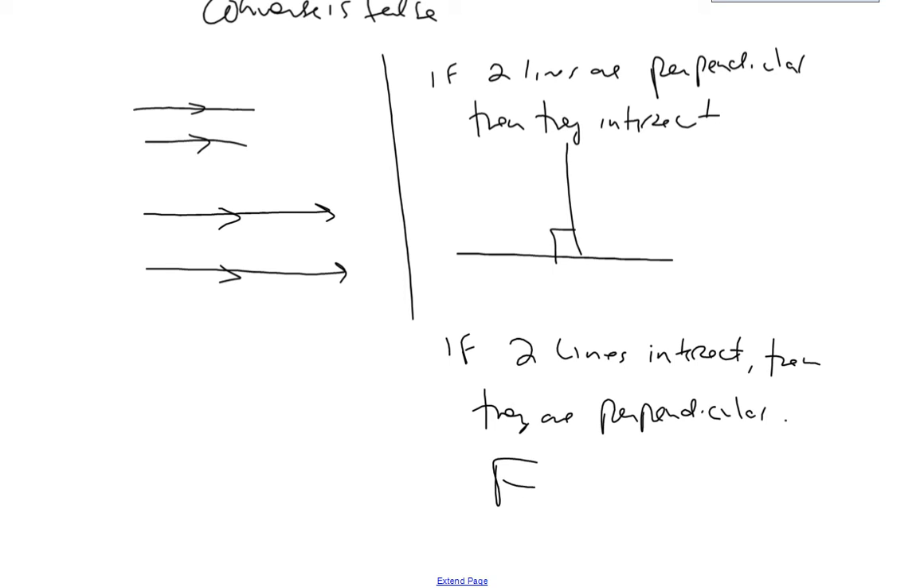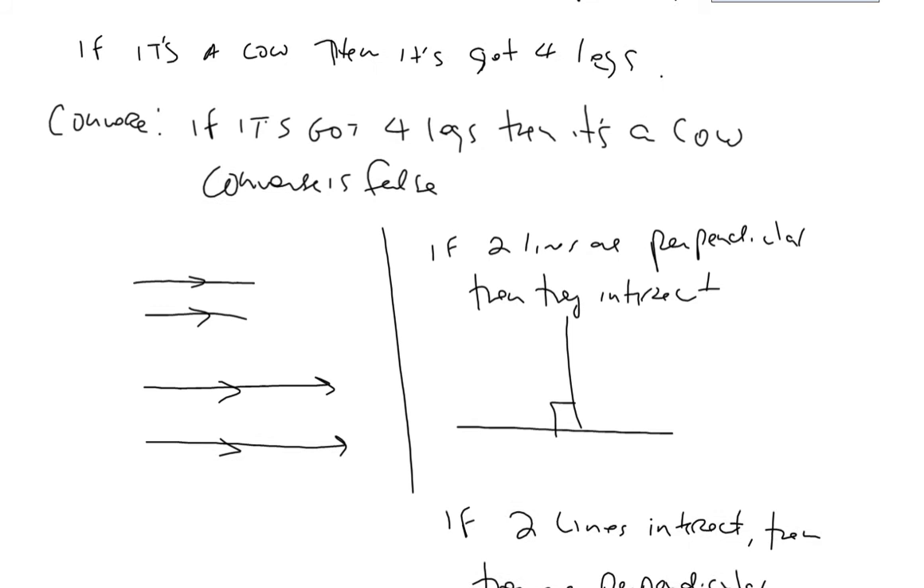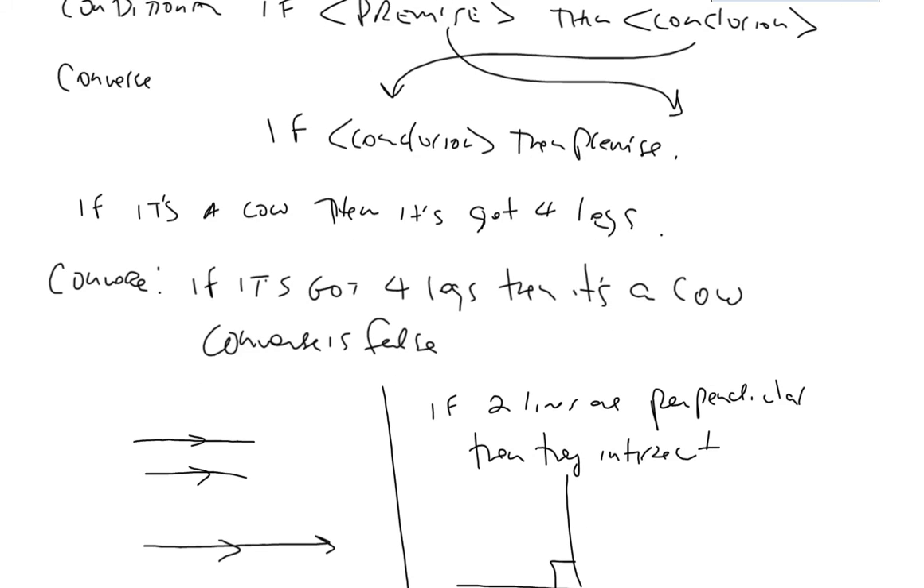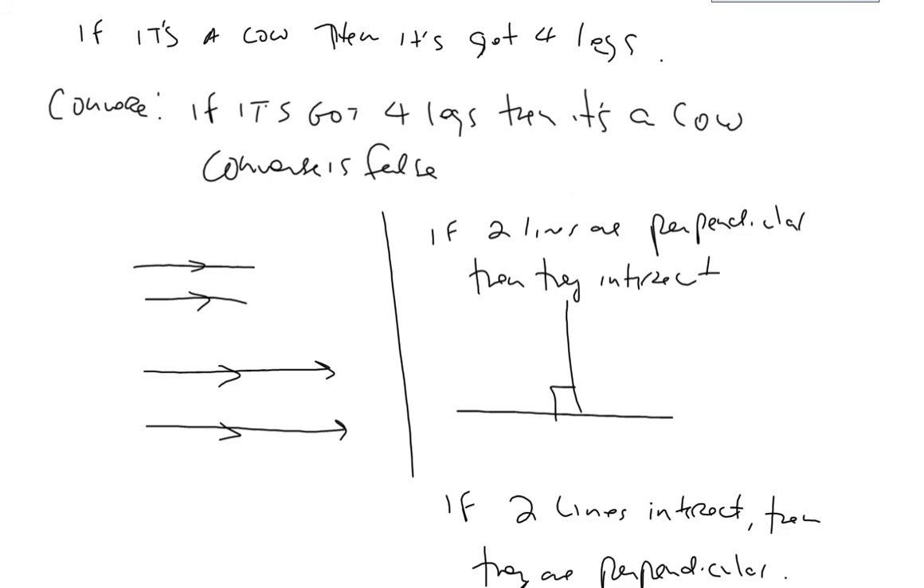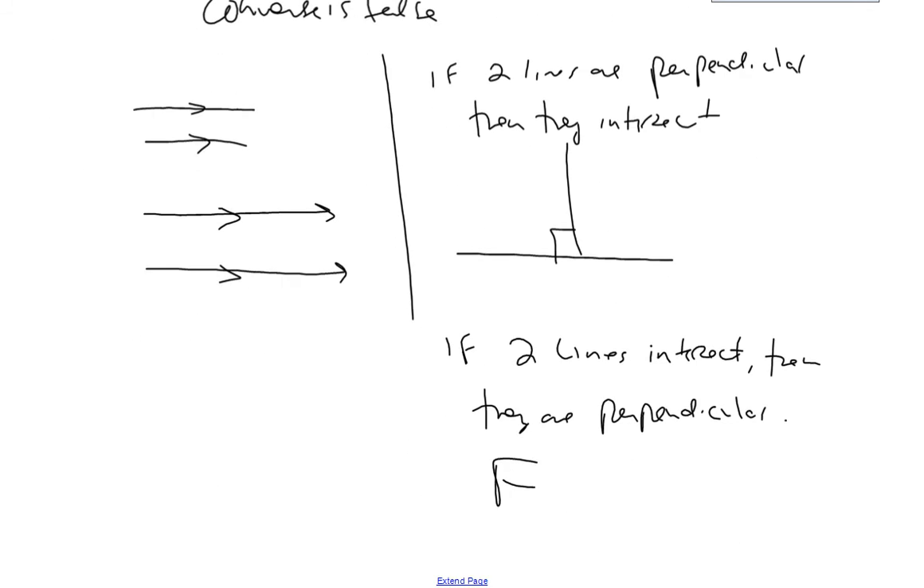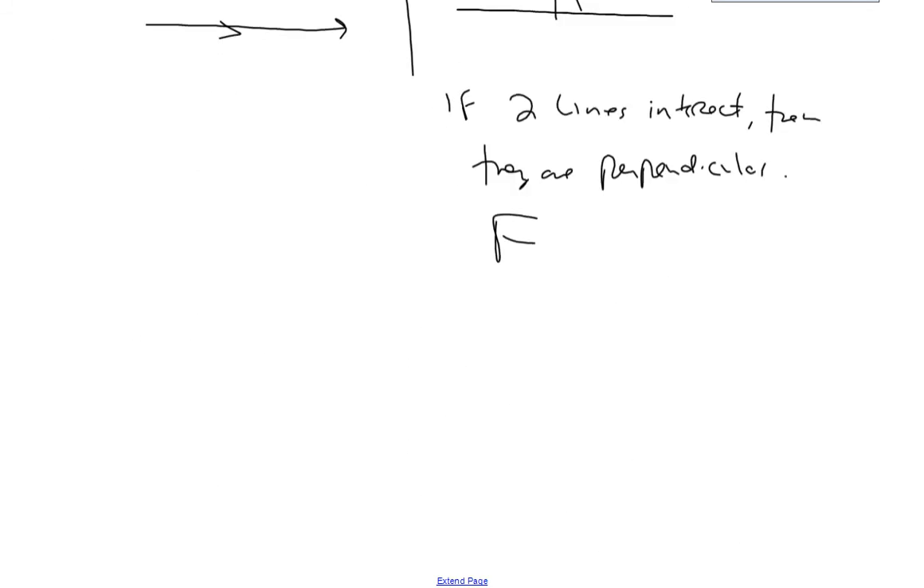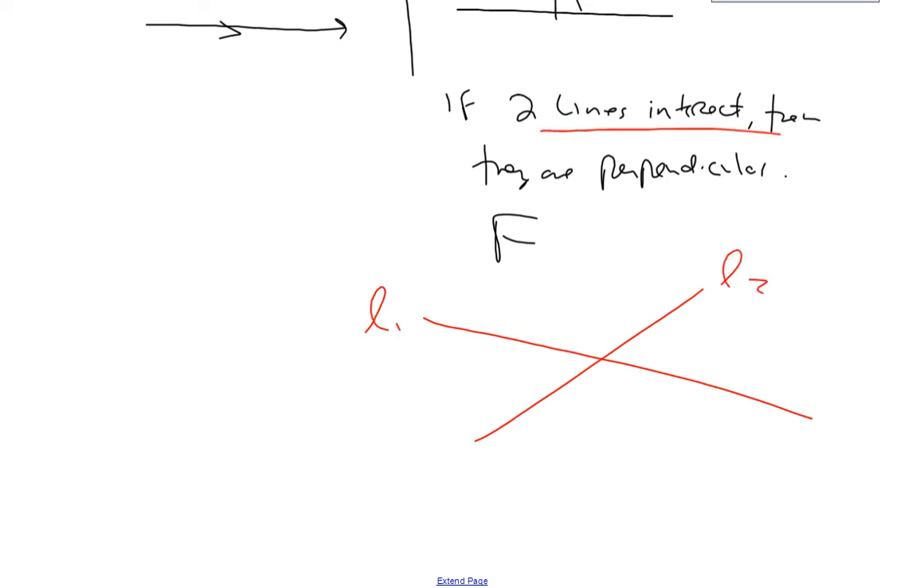What's your counterexample? In the earlier case, we came up with a counterexample of a giraffe, a dog, or a cat. So if it's got 4 legs, it's not necessarily a cow. It could be any one of those other animals. What is our counterexample here? Here's line 1. Here's line 2. Here I have 2 lines that intersect, but they are definitely not perpendicular, right? This is an acute angle over here, and this is an obtuse angle over here.